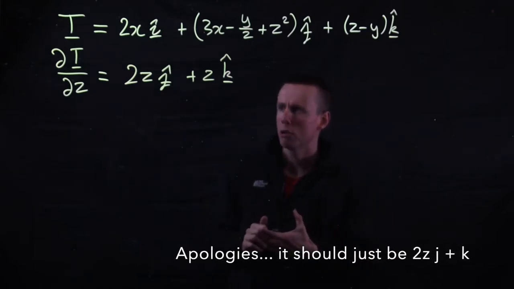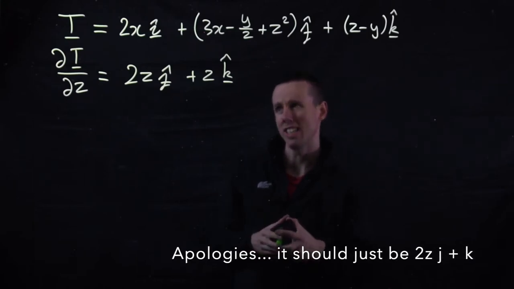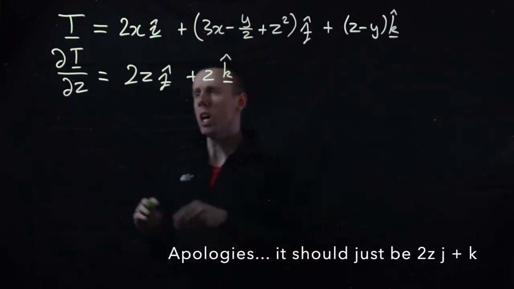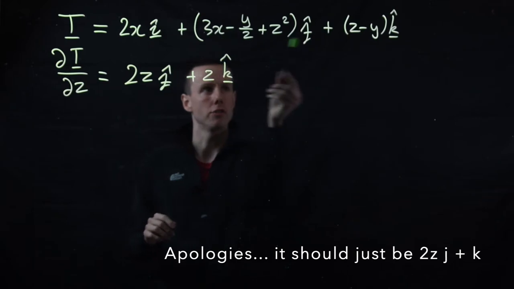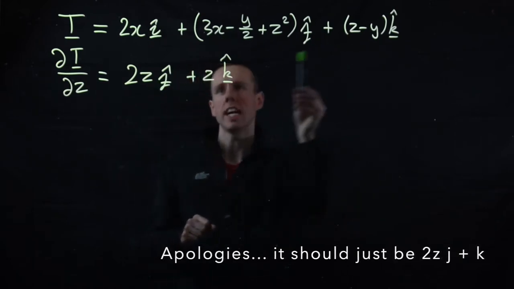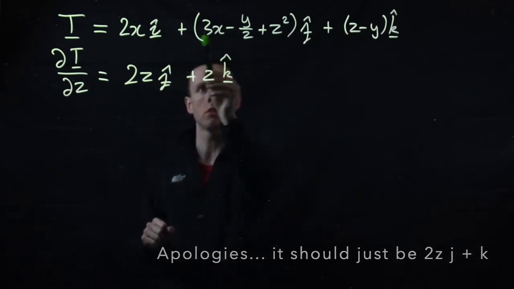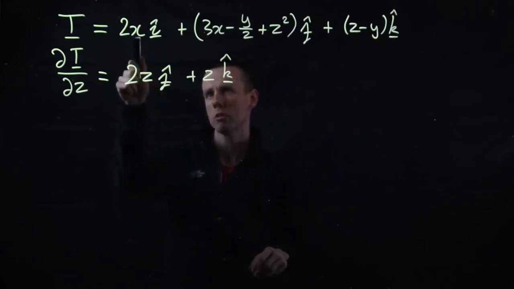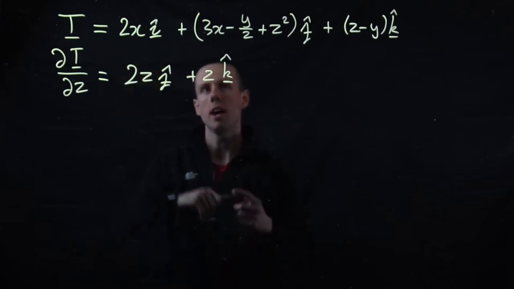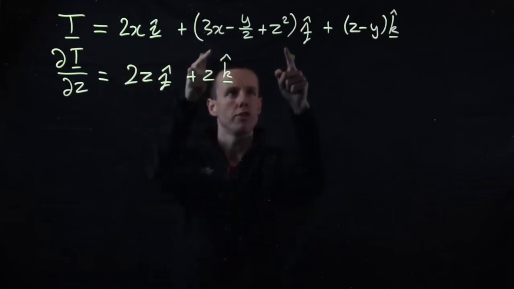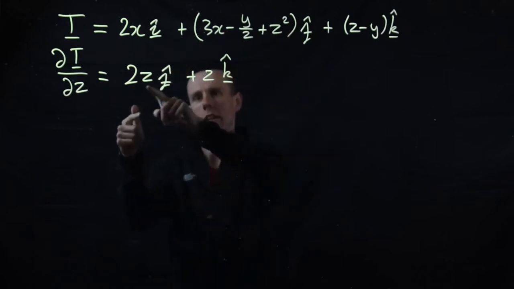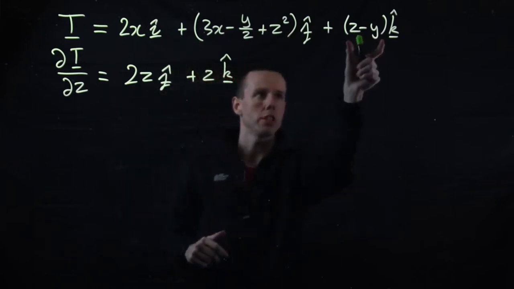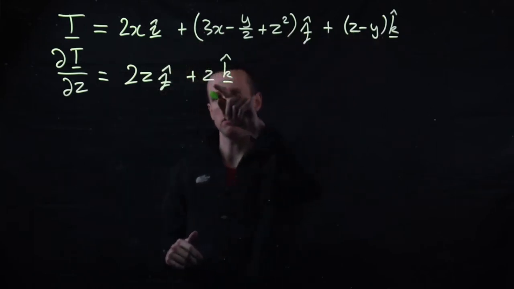But what I want you to notice is how I did that. Whenever I differentiated this vector field, what I did was I just differentiated it component by component. So I differentiated the x component, in other words, the coefficient of i hat, and I got 0. And then I differentiated the coefficient of j hat, and there it is. And then I differentiated the coefficient of k hat, and there it is.